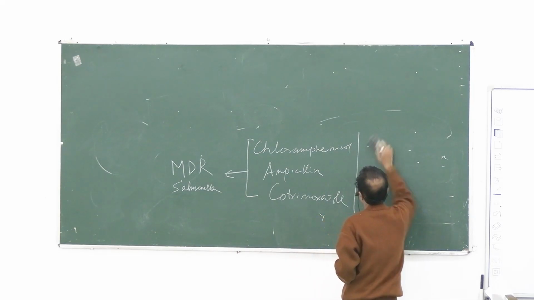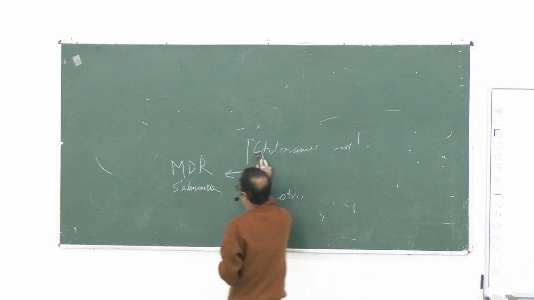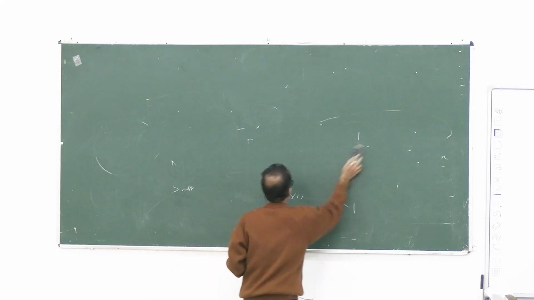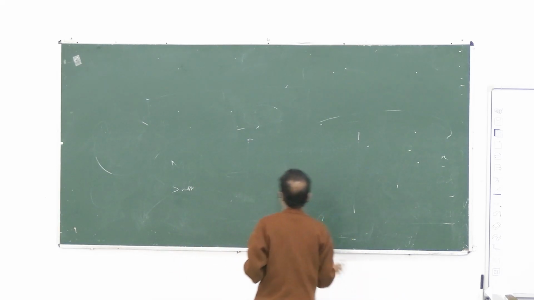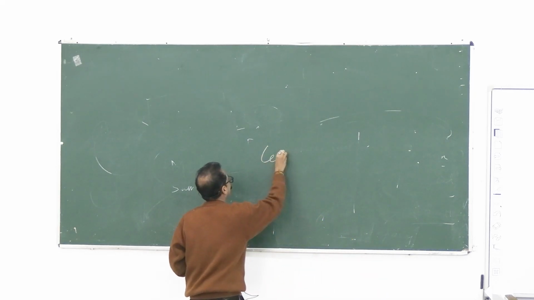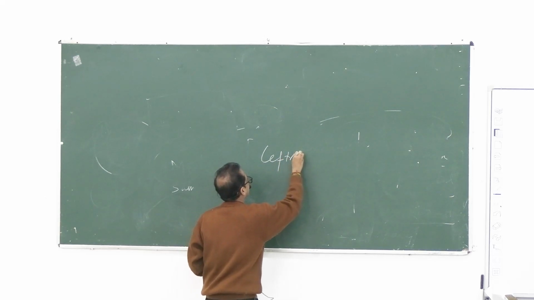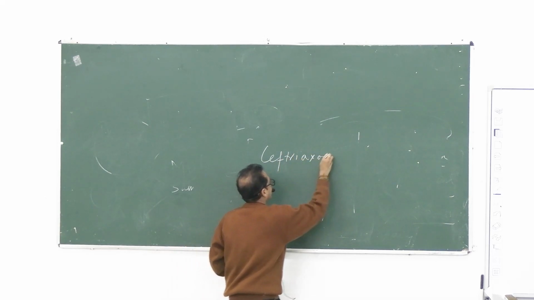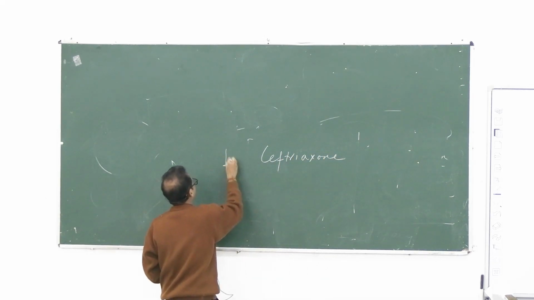Ciprofloxacin when resistance started coming, then we shifted to 3rd generation cephalosporin like ceftriaxone. But ceftriaxone, what is the drawback? You have to admit the patient and it is only available in an injectable form.